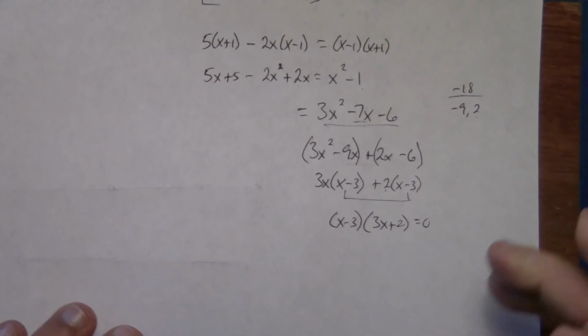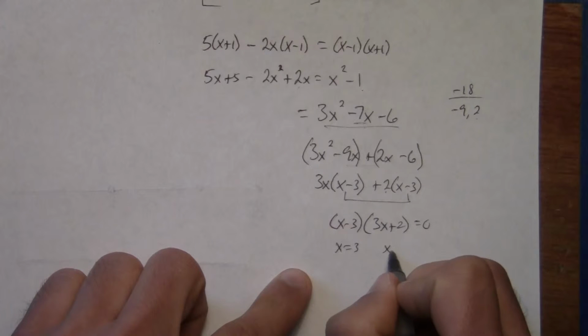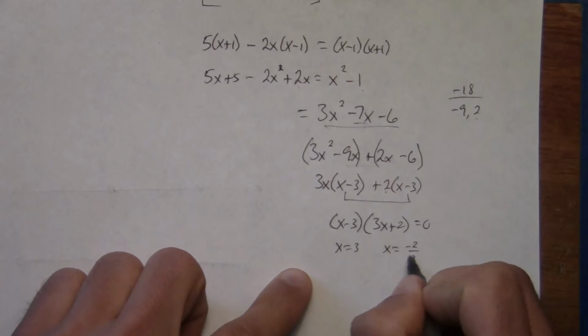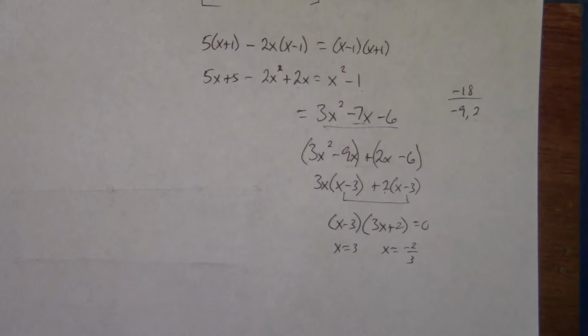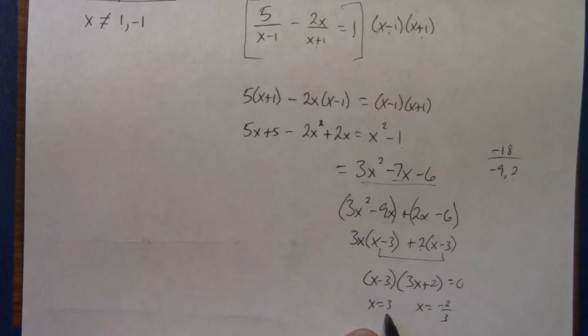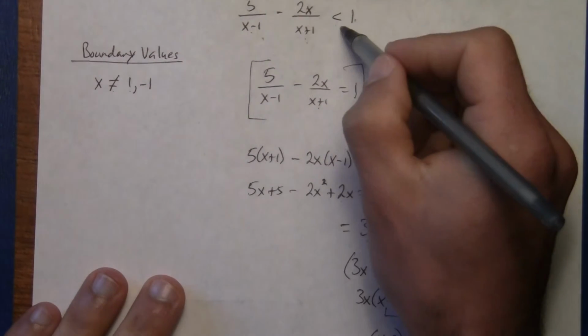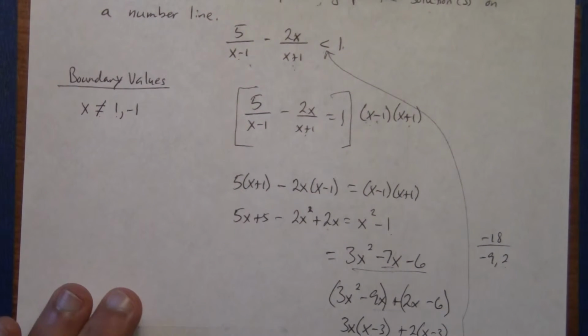And it seems like a long process, and it is. Now I can set them both equal to 0 to get x is equal to 3 and x is equal to negative 2/3. And these numbers are also going to go on my number line. Alright, now before I actually write them down here for my boundary values, I got these two numbers, which is wonderful, but I need to look back at the original problem and at the inequality.